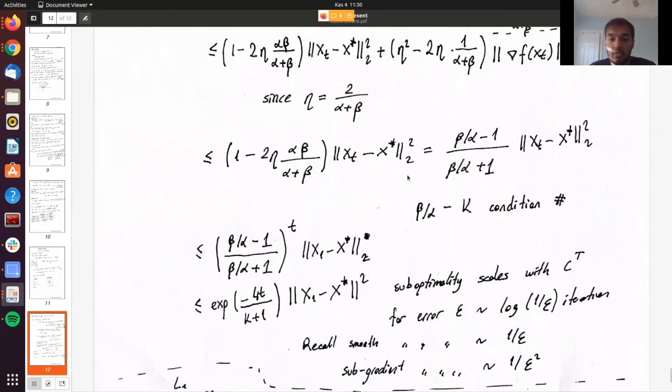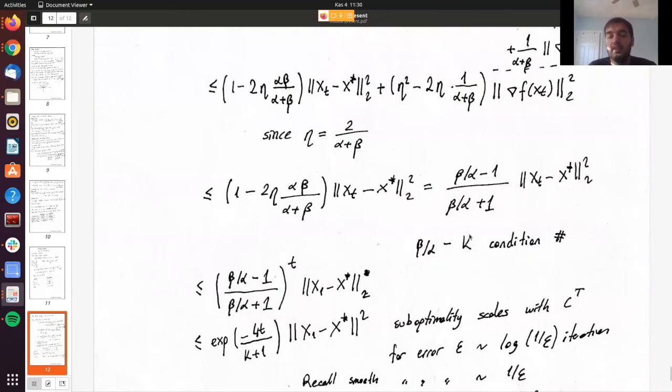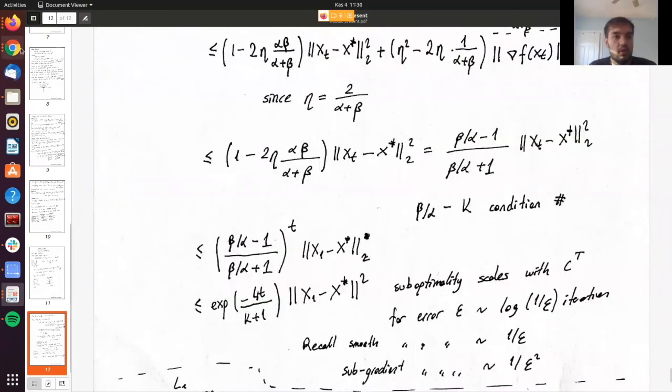And here is the proof for the unconstrained case with smoothness and strong convexity, alpha strong convexity, and K is the condition number, which is beta over alpha, as I said. Okay. This was all.